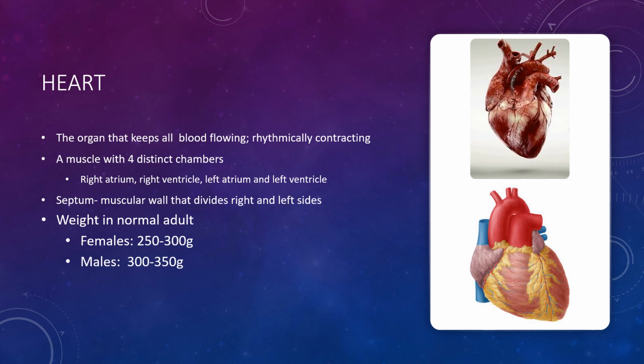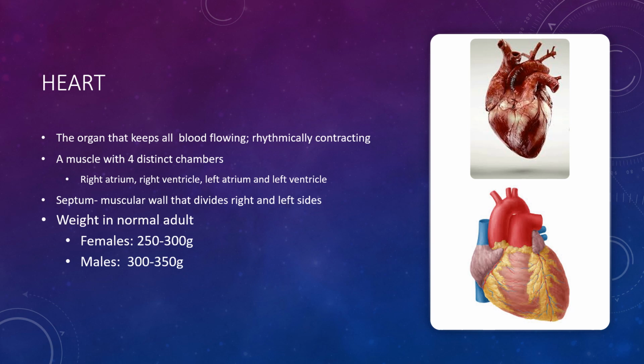You have your right atrium, right ventricle, left atrium, and your left ventricle. The right atrium receives blood from the veins and pumps it to the right ventricle. Next, the right ventricle receives blood from the right atrium and pumps it to the lungs where it is loaded with oxygen. Next, the left atrium receives oxygenated blood from the lungs and pumps it to the left ventricle. And lastly, the left ventricle, the strongest chamber, pumps oxygen-rich blood to the rest of the body.